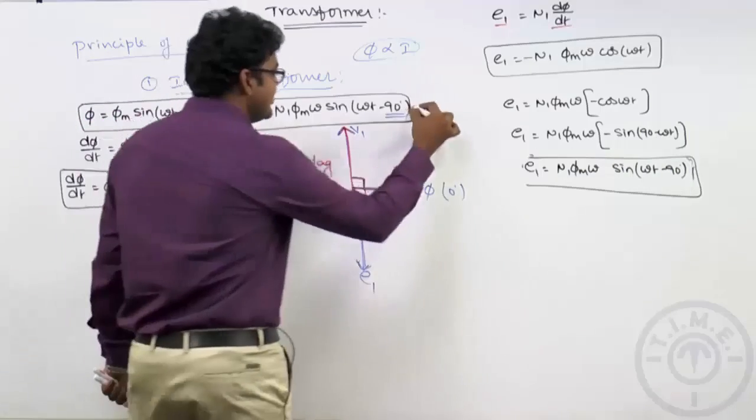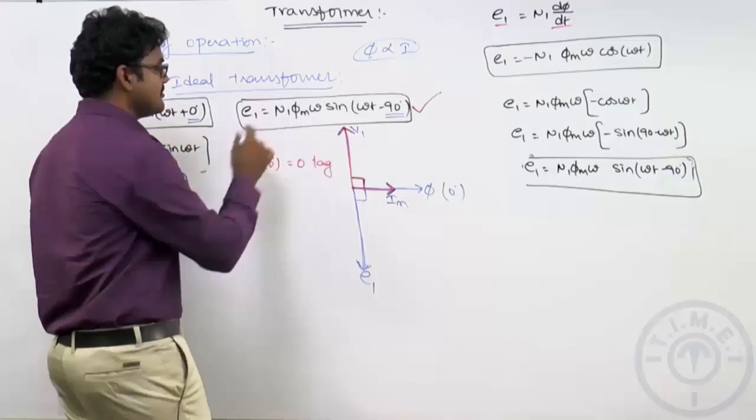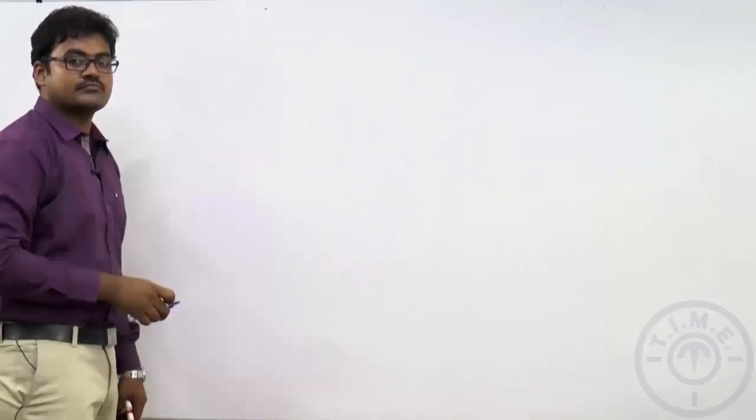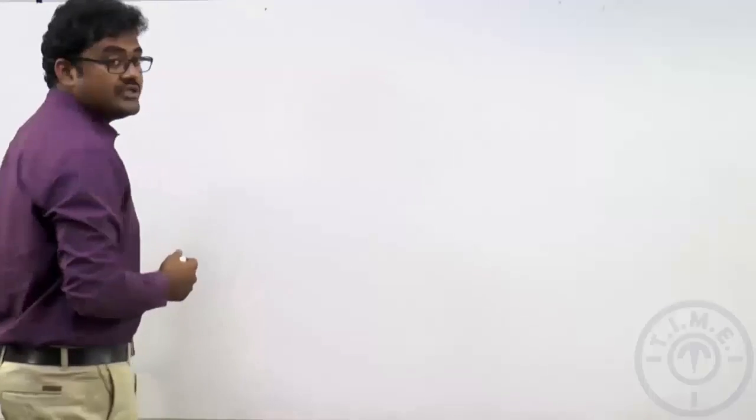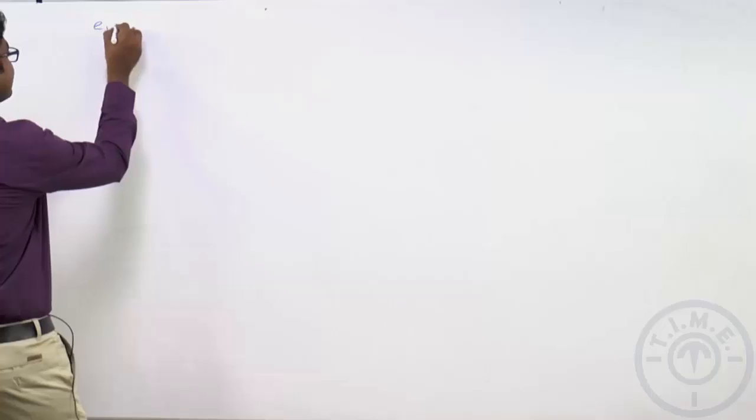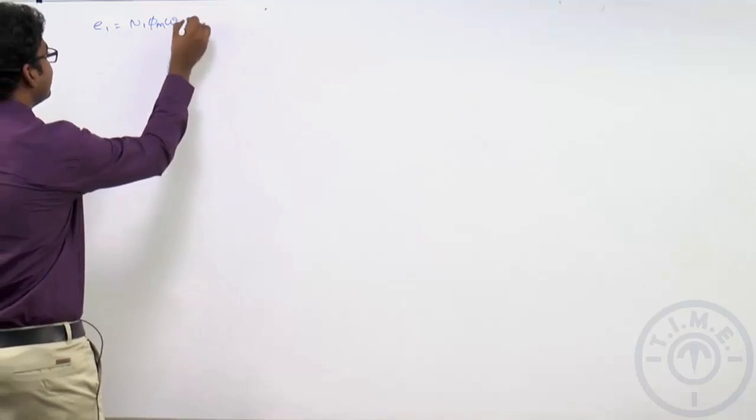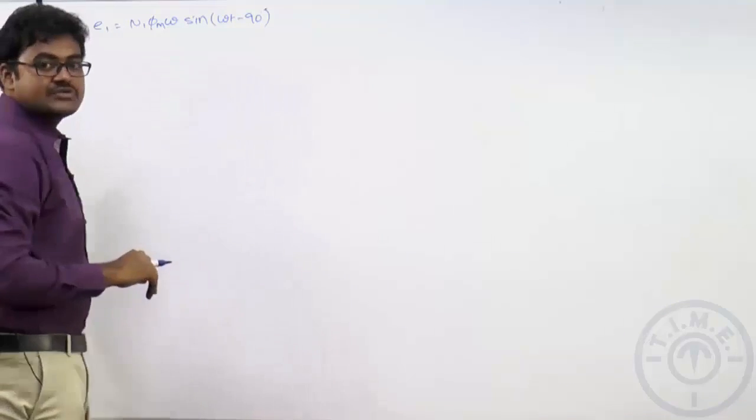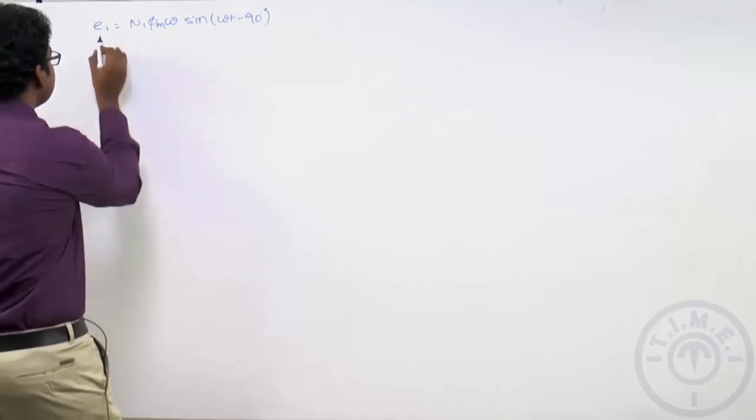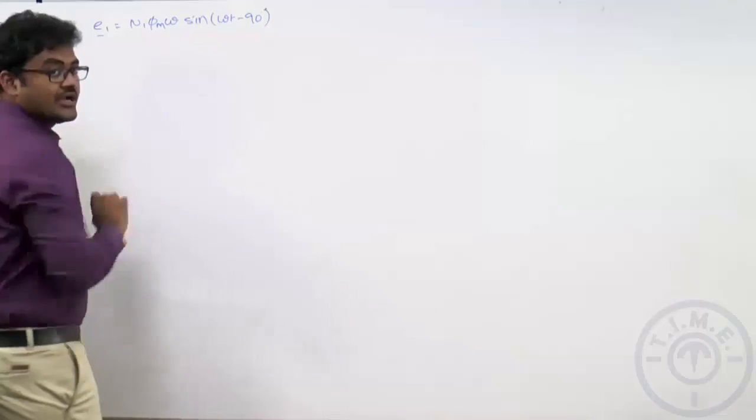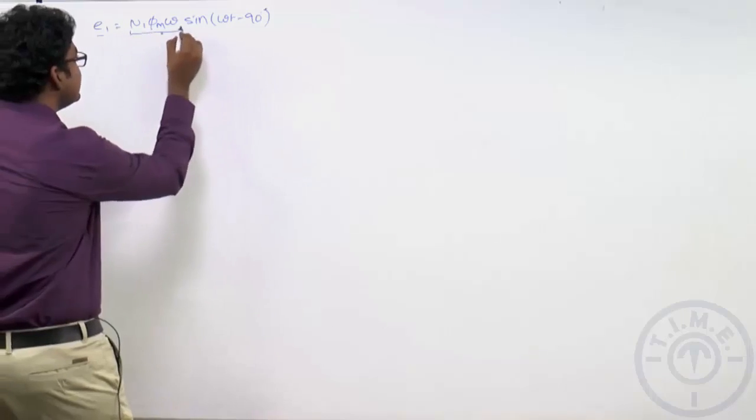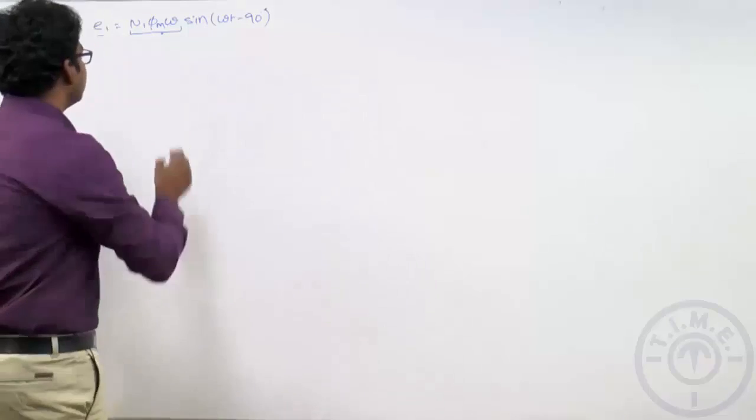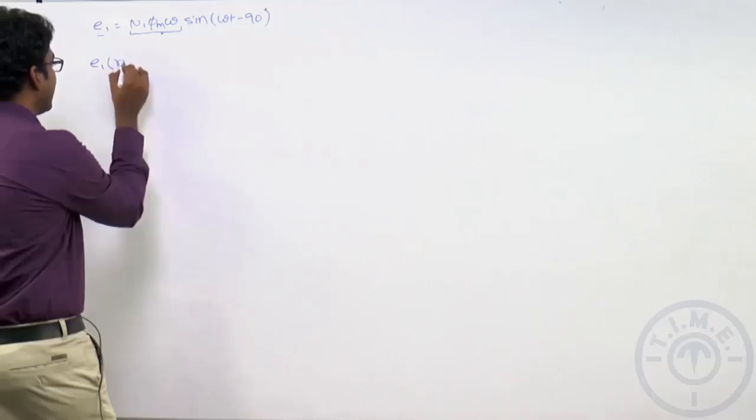And this is the induced EMF equation that we got: E1 is equal to N1 into phi m into omega sin(omega t minus 90 degrees). Let us consider the induced EMF equation once again. From this induced EMF, you can identify it looks like a voltage v equals Vm sin(omega t minus 90). So this represents the maximum value of the voltage, and it is obviously a sinusoidal voltage.